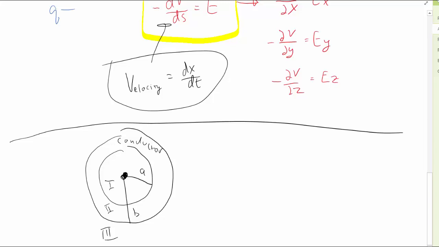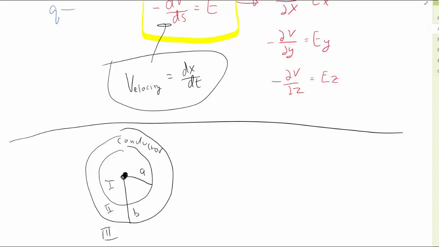And a lot of people immediately write down, oh, in region 2 the electric field is equal to 0, therefore the voltage is equal to 0. Okay? We just went over why that's the exact wrong answer. Just because the electric field is equal to 0, that does not mean the voltage is equal to 0.